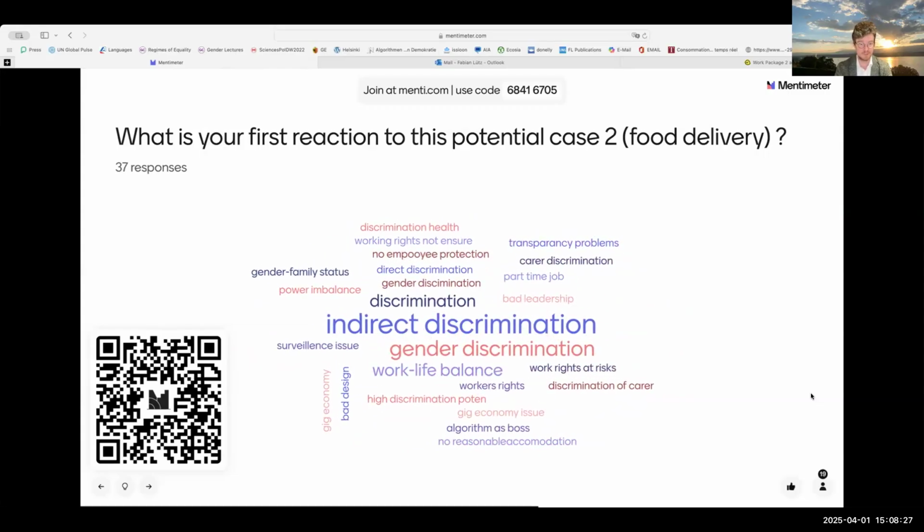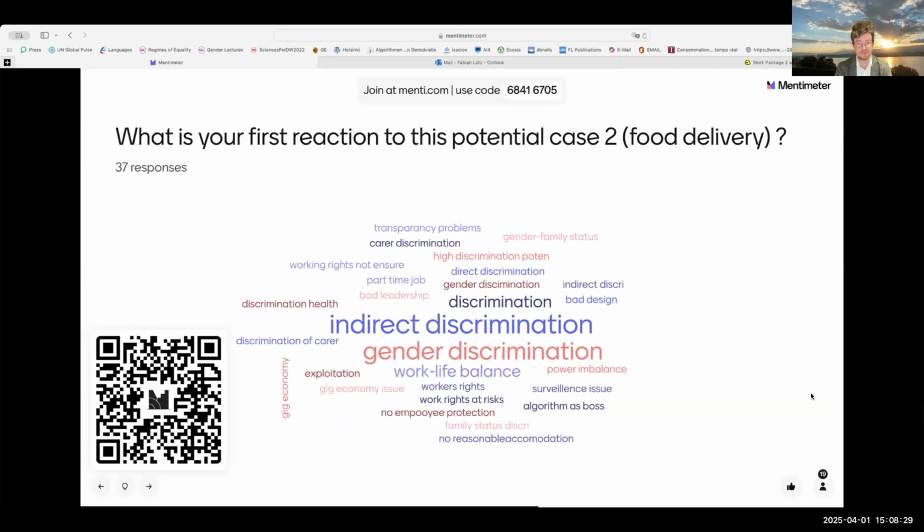But it's really to the point. Bad design, of course, you could provide for options that do otherwise. Working rights ensure high discrimination potential. Gender, family status, exactly. And the AI system of this Menti application highlights the potential outcomes of the case: indirect discrimination in blue and gender discrimination in red. So somehow this is what the court decided, to kind of reveal the mystery already. That's a very good first reaction.